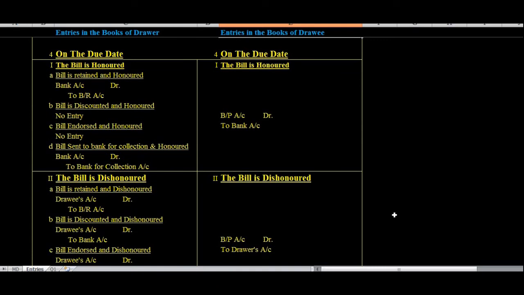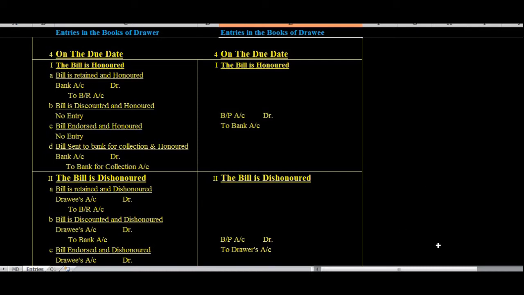Now moving forward. On the due date, as we had discussed in the earlier class, there are 2 possible chances. What are they? A bill is honored. Drawee says, yes, give me my bill, take your money. However, there is a second possibility. The bill is dishonored. Drawee says, sorry my dear friend, I don't have money to pay you. So these are 2 possible options.